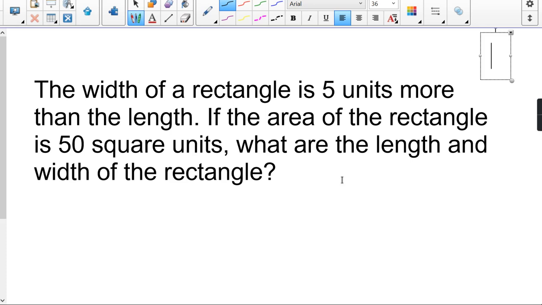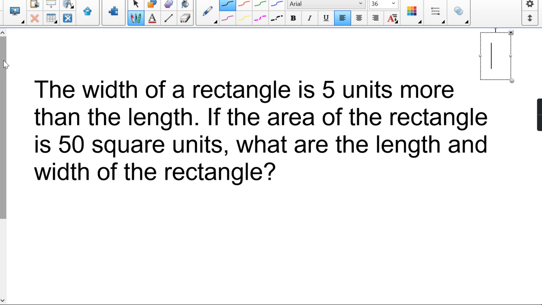Here is the second kind of question that you will see on your quiz tomorrow, and that is a word problem that represents a quadratic equation, or that can be represented with a quadratic equation. So let's see. The width of a rectangle is 5 units more than the length. If the area of the rectangle is 50 square units, what are the length and width of the rectangle?